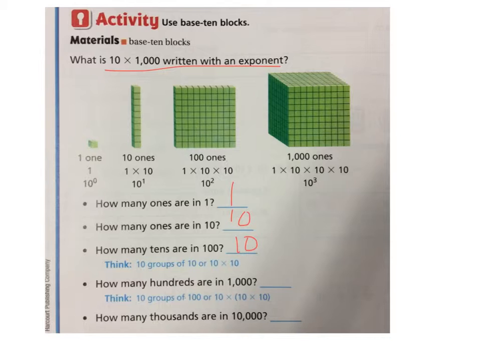Now, how many 100s are there in the 1,000? Soham, how many hundreds are there to make 1,000? 10, right? It takes 10 100s to make 1,000. So we think in our heads, that's 10 groups of 100 or 10 groups of 10 times 10. Do you guys see that right here? Now how many thousands does it make to make 10,000? Yarden? 10. Okay.